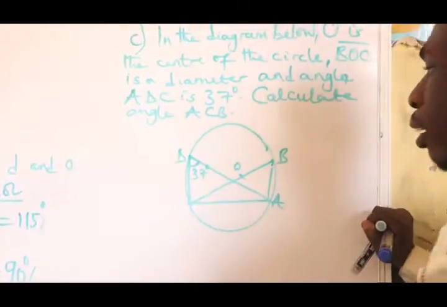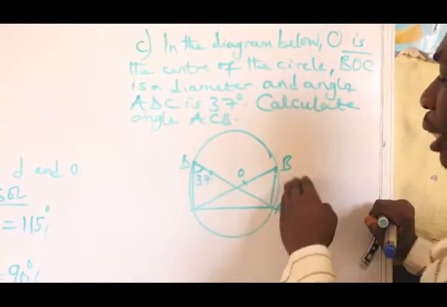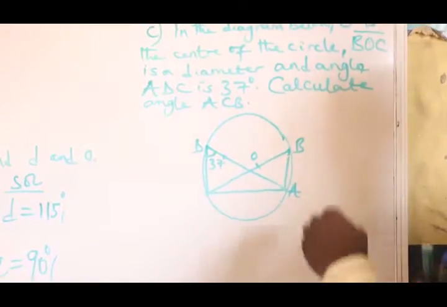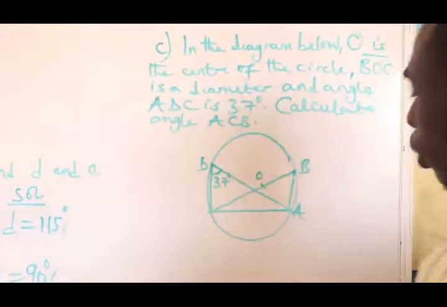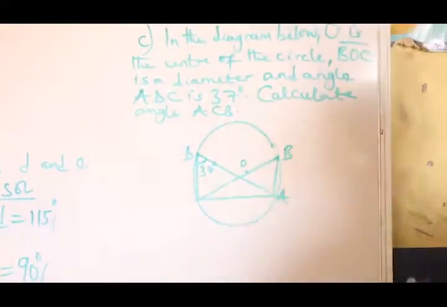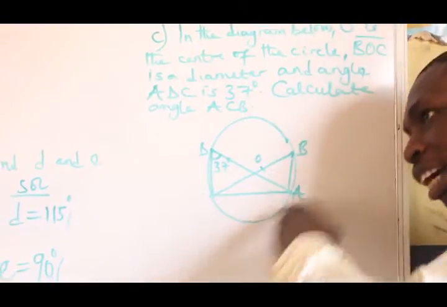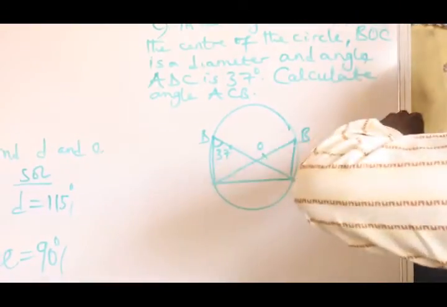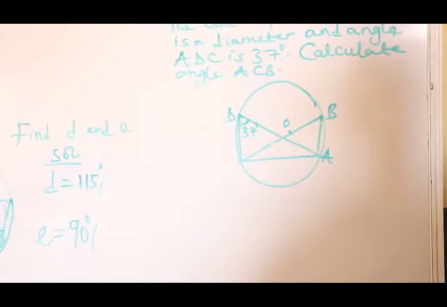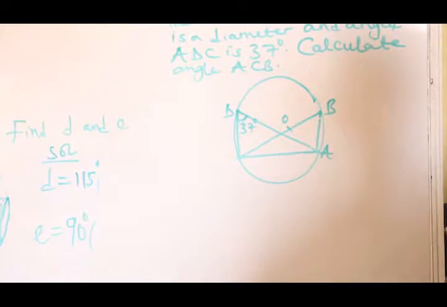The diameter there, of course, a diameter is a straight line that divides the circle into two equal halves. That is to tell you that you have a semicircle, because the diameter will split the circle into two equal parts. So you have a semicircle.